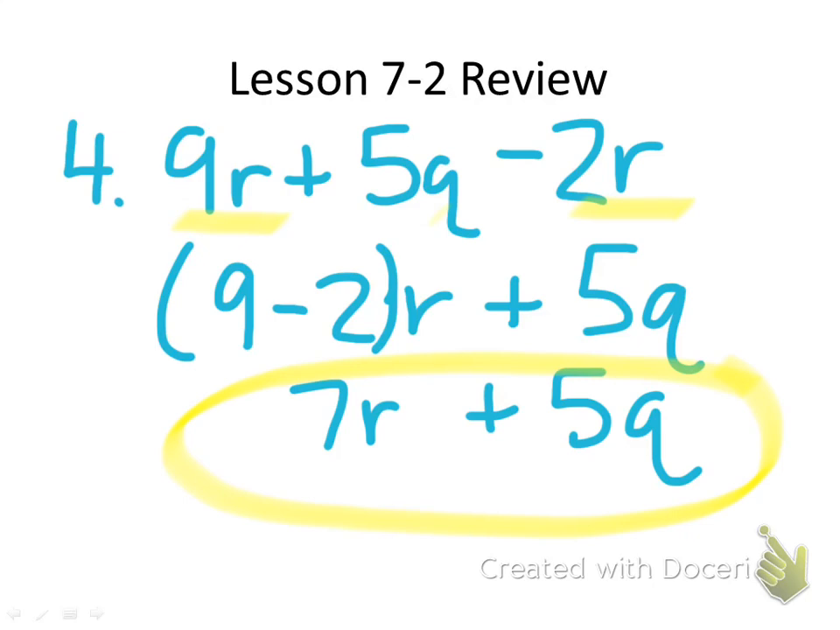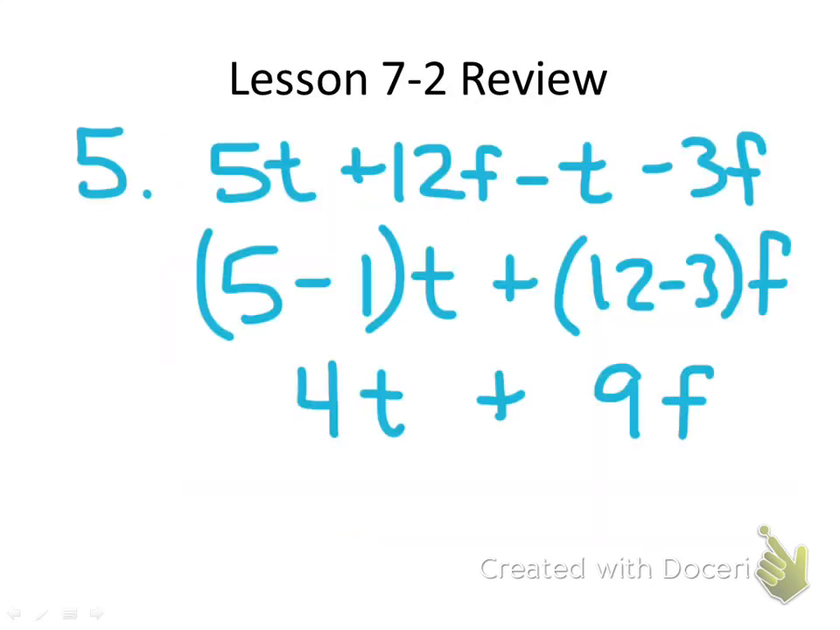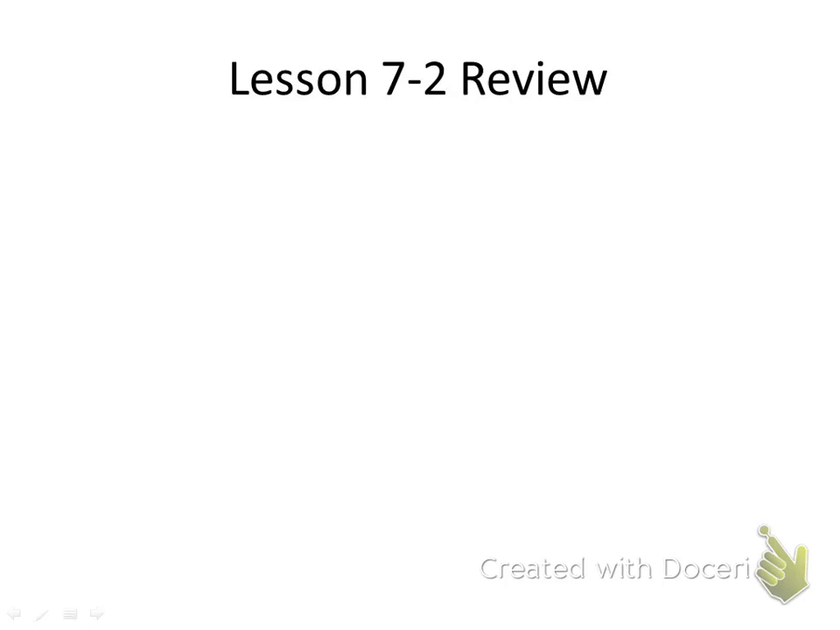Okay, let's check out number 5. So you should have found for number 5 that 4t plus 9f was the answer. We simplified by adding together our t's that were alike and then our f's were alike to find our answer, 4t plus 9f. Okay, let's take a look at number 6.